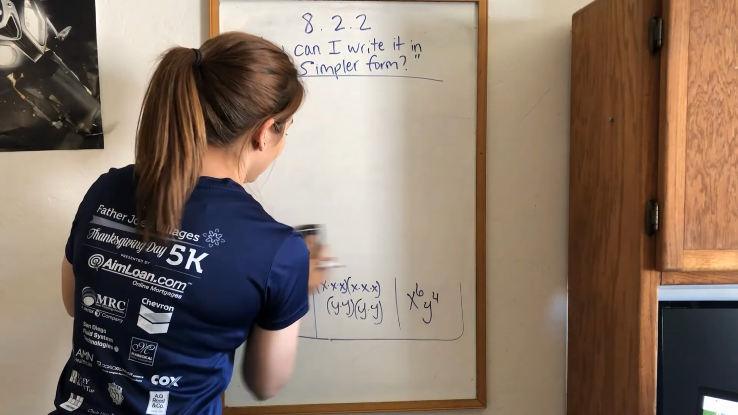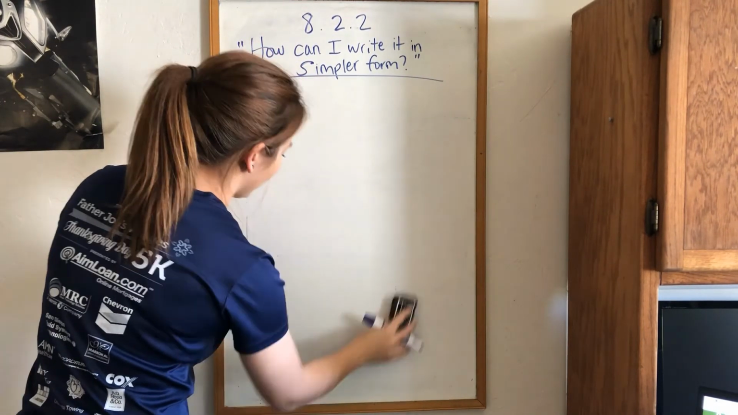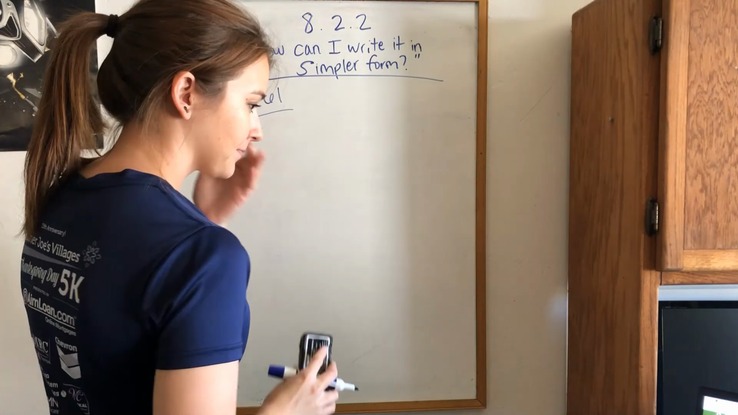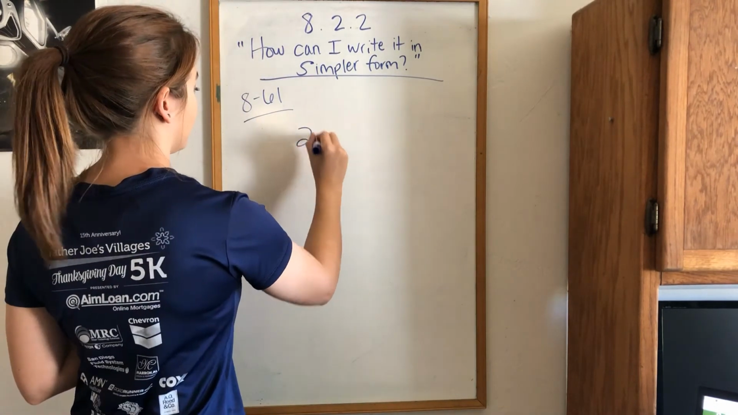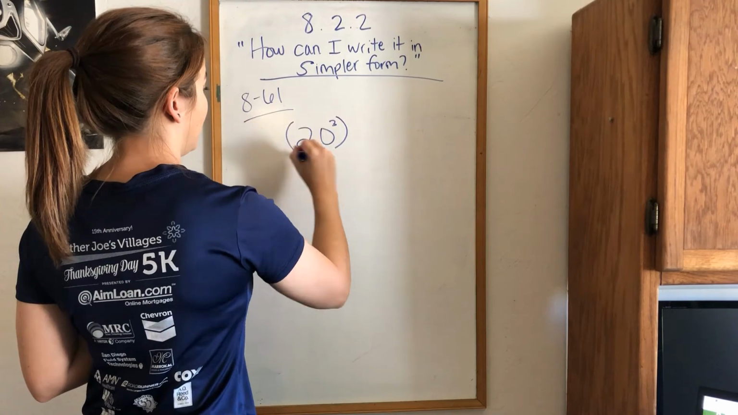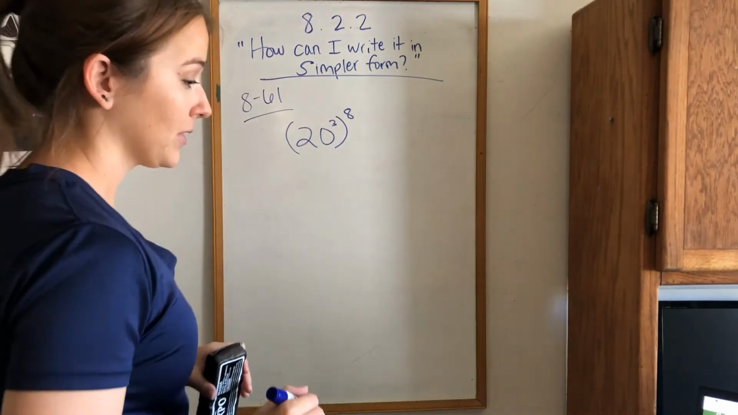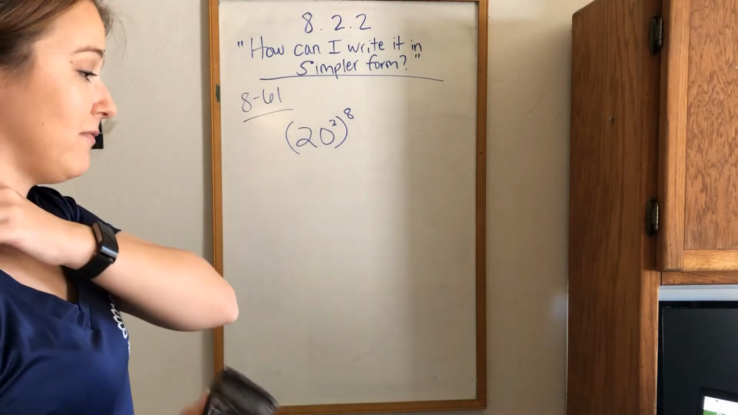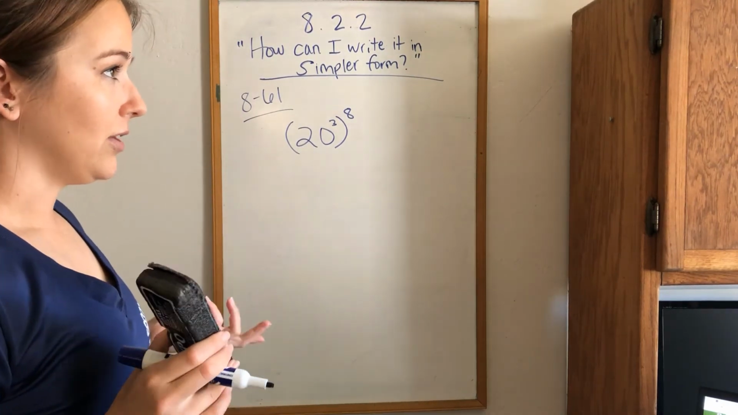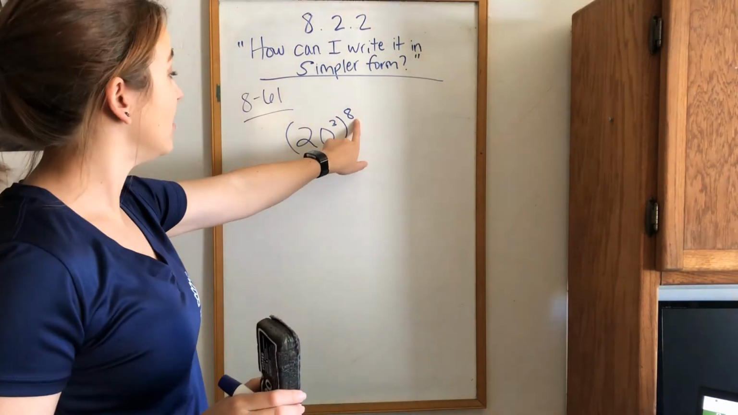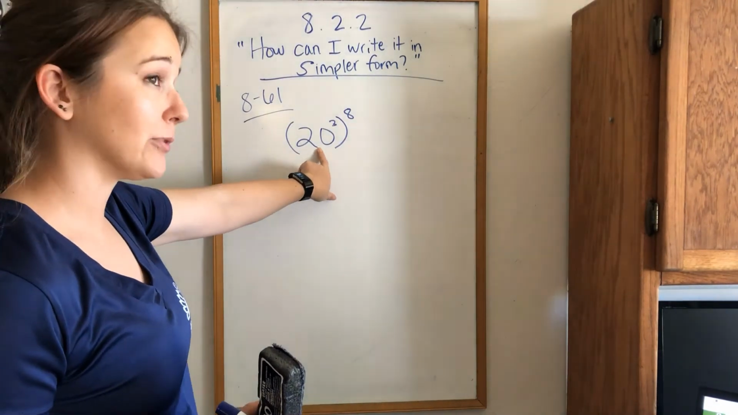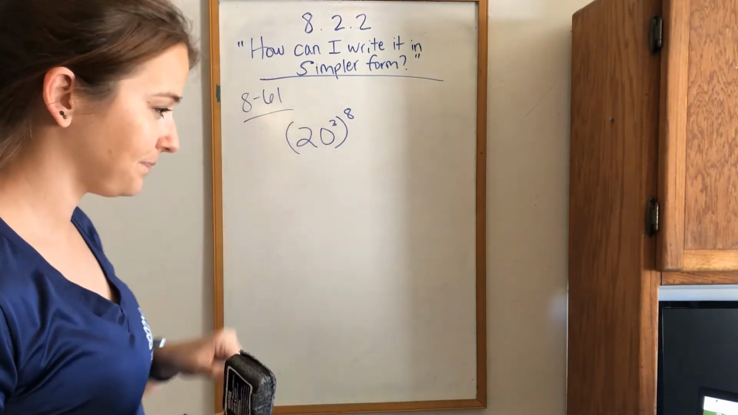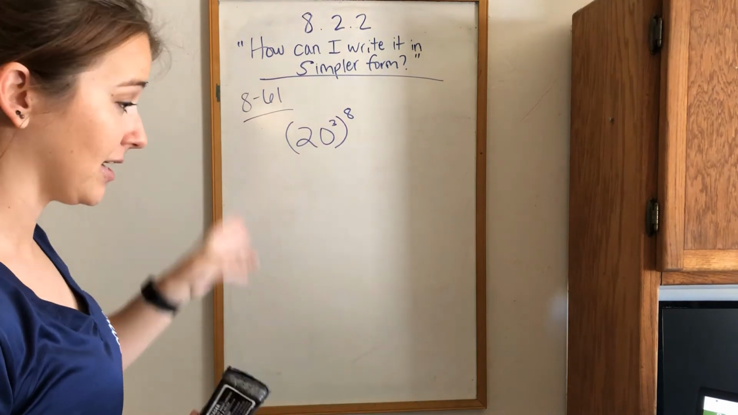So now for part B, it wants us to look at this, 20 to the 3rd raised to the 8th power. And it says to visualize that. It doesn't tell you to actually do it, just visualize it. And I'm visualizing, well, I'd have 8 groups of 20 to the 3rd power, which is 20 times 20 times 20. So I'd write that 8 times.